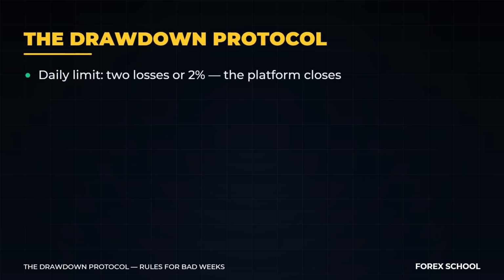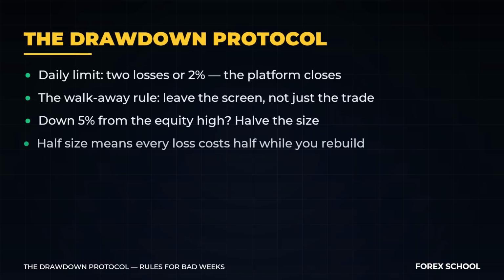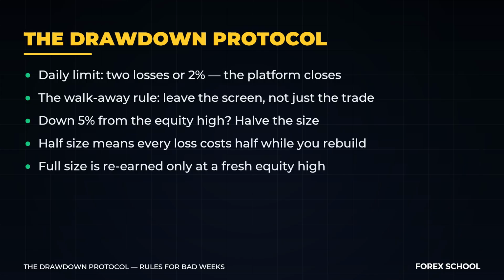Even with perfect sizing, losing streaks happen. At a 40% win rate, 7 losers in a row is a matter of when, not if. So professionals pre-agree a drawdown protocol, written while they are calm.